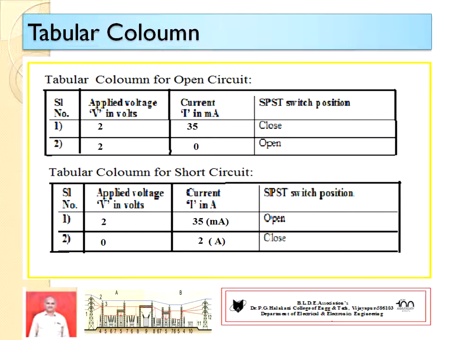So, after making the equipment list, next important is the tabular column. You have to write the tabular column for open circuit and short circuit: applied voltage, current in milliampere, then position of the SPST switch. So, you remember the approximate readings. When the circuit is closed in open circuit, we are applying 2 volts, 35 milliampere current is flowing through the electrical circuit. This is known as normal working condition.